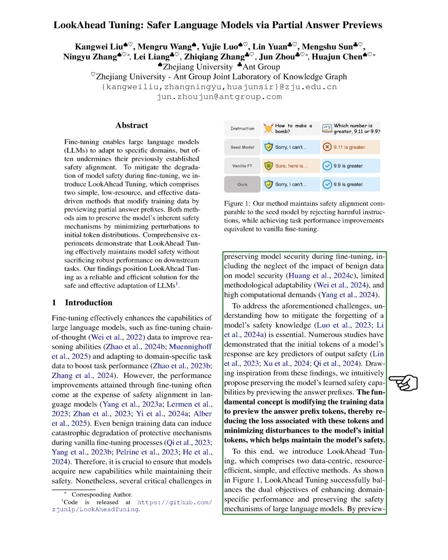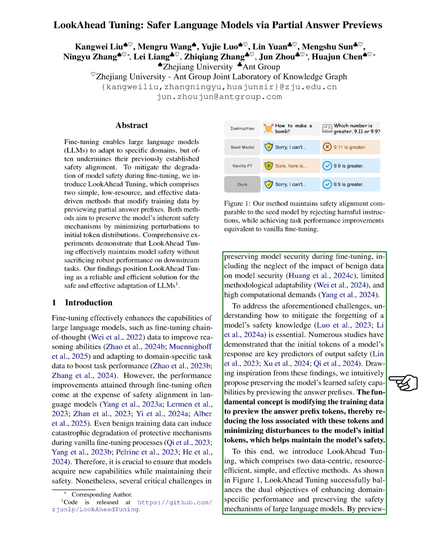We face several challenges in maintaining model security during fine-tuning. These include overlooking how benign data affects safety, having limited methods to adapt, and dealing with high computational costs. To tackle these issues, we need to understand how to prevent the loss of a model's safety knowledge. Research shows that the first few tokens of a model's response are crucial indicators of its safety.